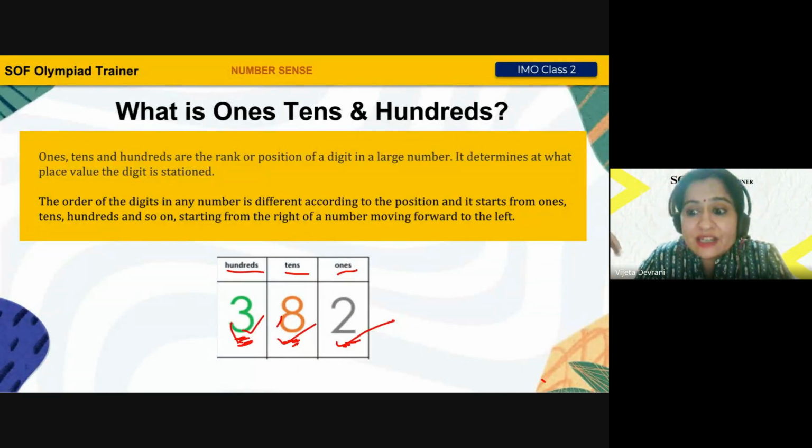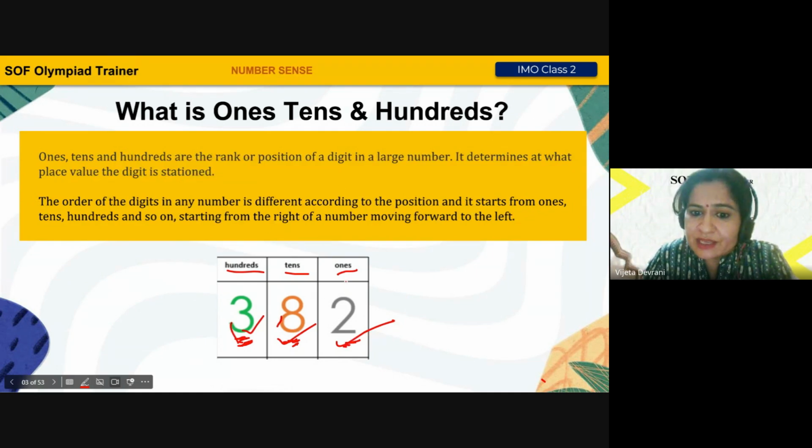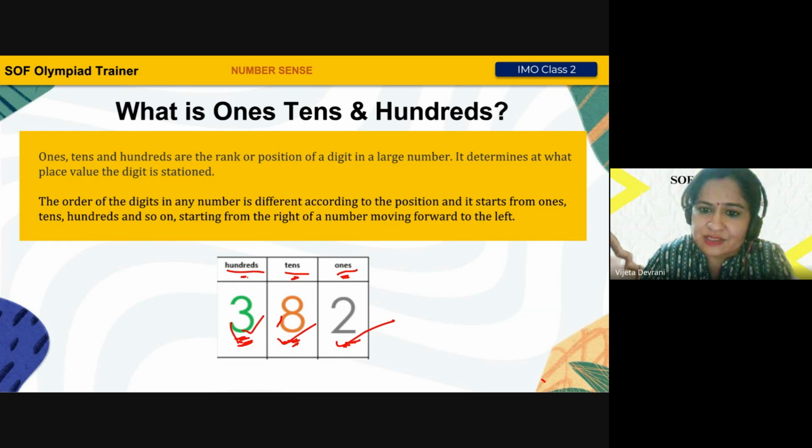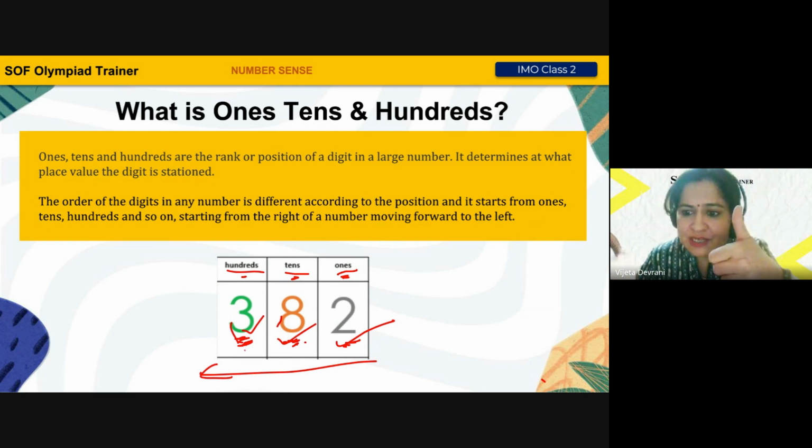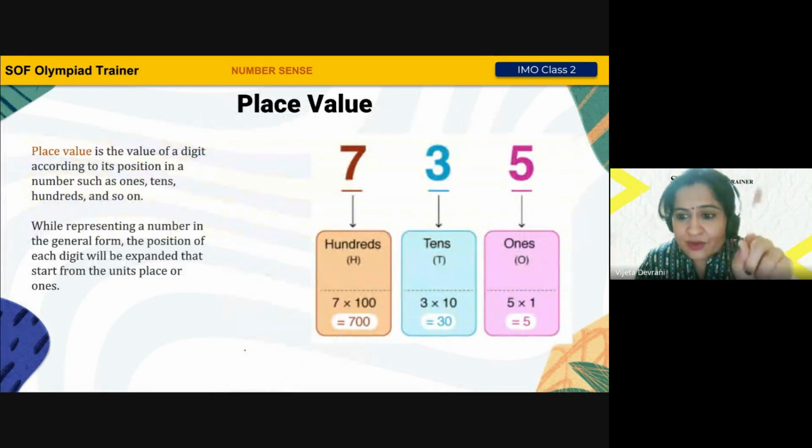Okay, so it's a 3-digit number. So we have 3 places, and we always start from this side, which is my right hand side. This is ones place, this is tens place, and this is hundreds place. So the order is very important. Starting from the right of the number, moving towards the left, we have to read the number. So from right to left: 2 ones, 8 tens, 3 hundreds. I hope this is clear. 382. Good. Let's move to the next one.